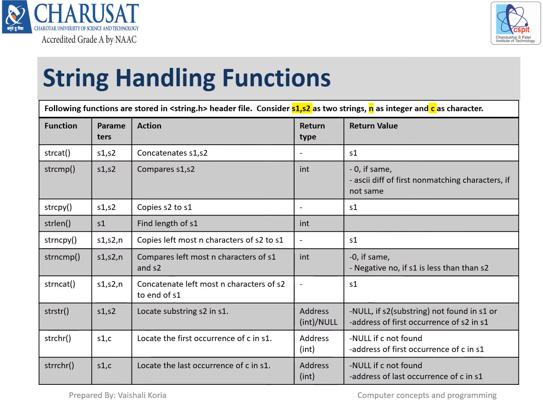Now let us summarize the functions that we have studied. All these functions can be used by including the string.h header file in the program. Consider s1 and s2 as two strings that can be declared using character arrays, n is an integer and c is a character. The first function is strcat, which takes two parameters s1 and s2. Here s2 can be any other string, and you can use a string constant in double quotes, so instead of s2 you can also write "abc".